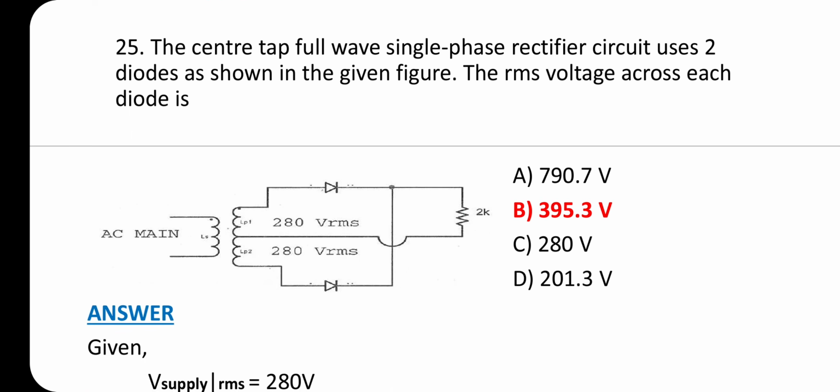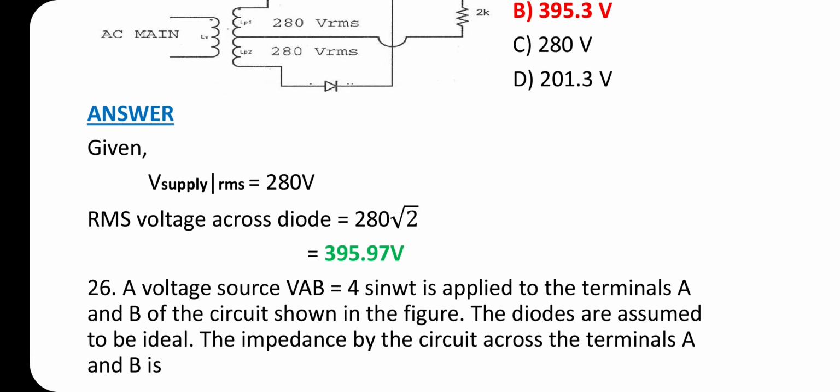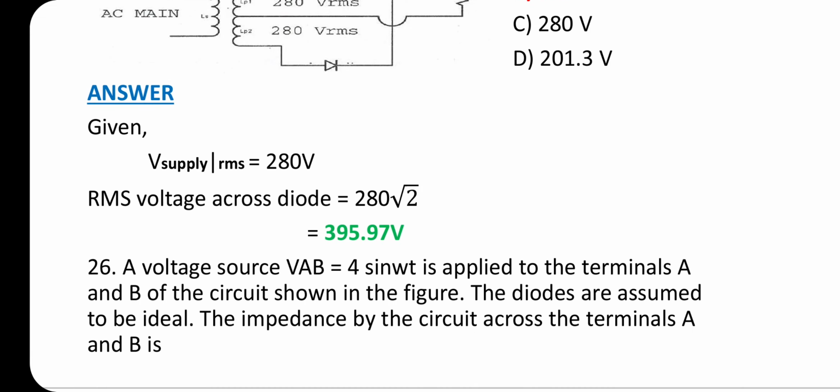Question number 25. The center tap full wave single phase rectifier circuit uses two diodes as shown in the given figure. The RMS voltage across each diode. Answer is option B, 395.3 volt. Given V supply RMS equal to 280 volt. RMS voltage across diode equal to Vm root 2, that is 280 root 2. After solving we get 395.97 volt.